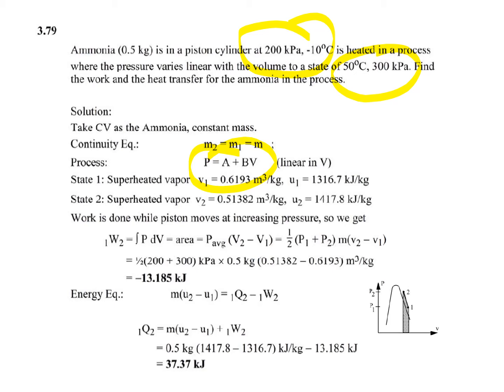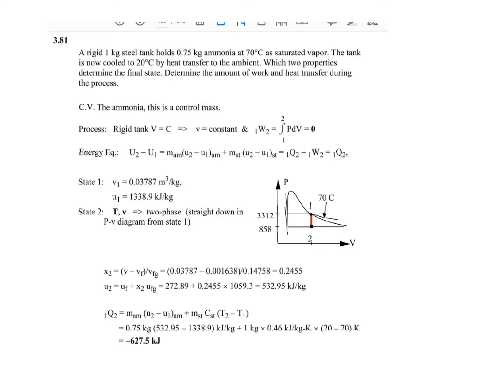If there's no problem, we will discuss it in a synchronized mode. We will be discussing it in the online session, and you will have no problem. Now, a rigid steel tank contains 1 kg of ammonia.